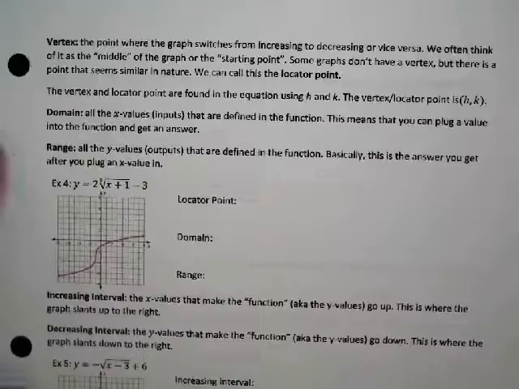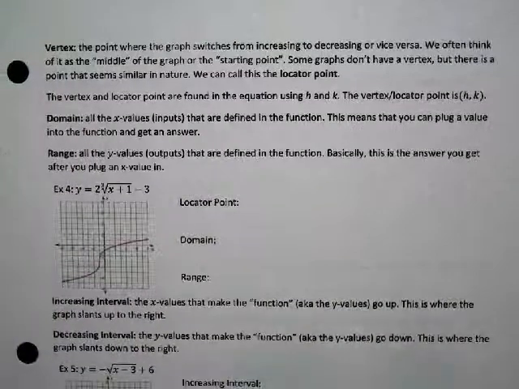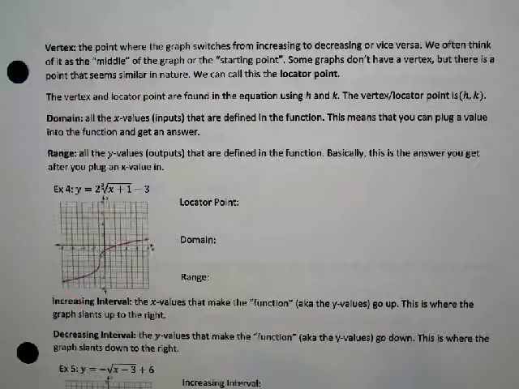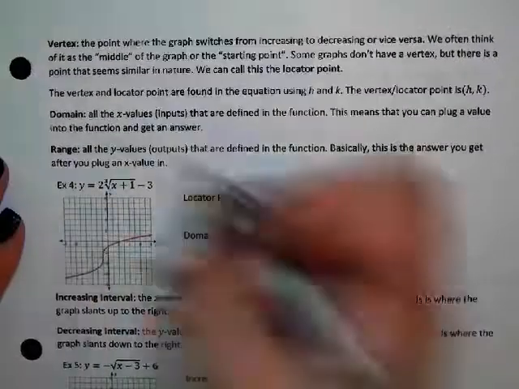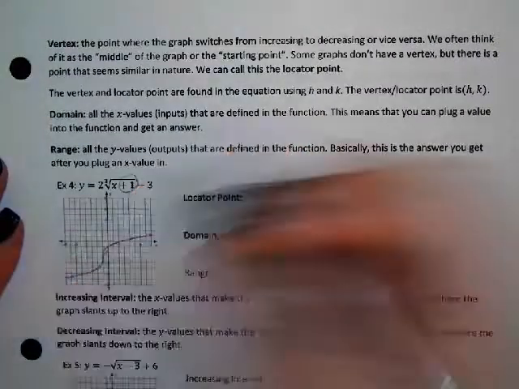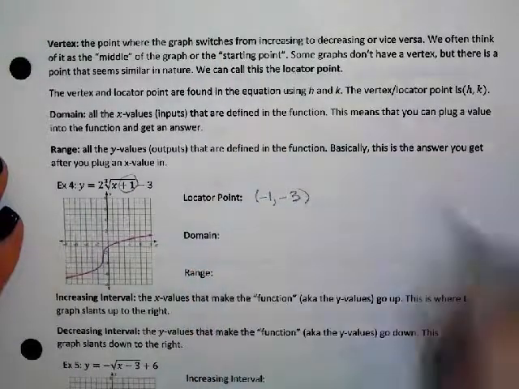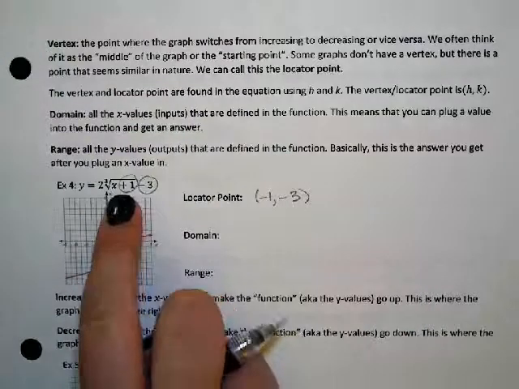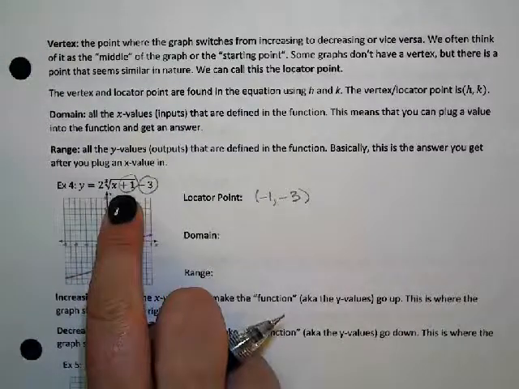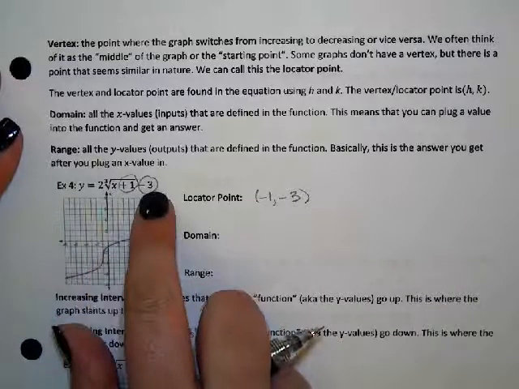All right, so just like last time, I left these typed out for us. So let's go ahead and find the locator point of example 4. The locator point here is (-1, -3). So it's the opposite of the number inside. Just like with the transformations, we think of it as the opposite of whatever that transformation is doing for the inside, and then exactly the same as the number outside.